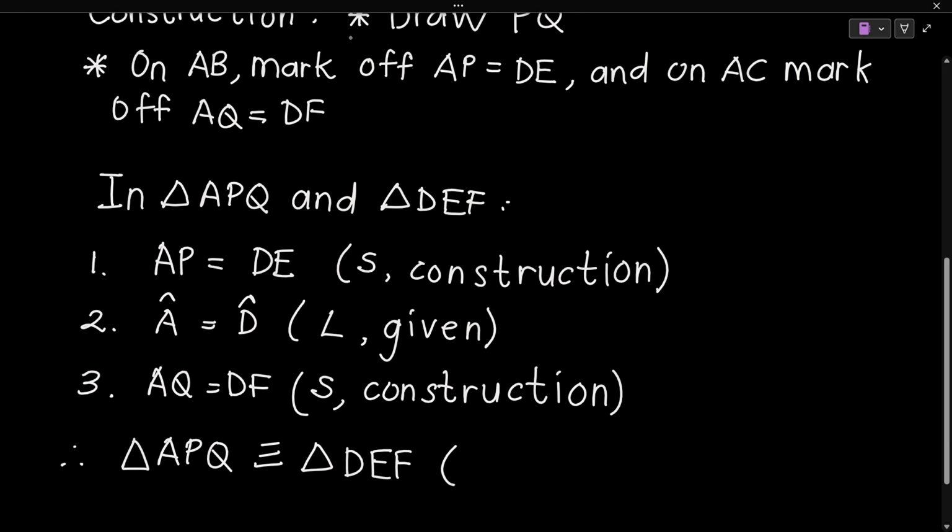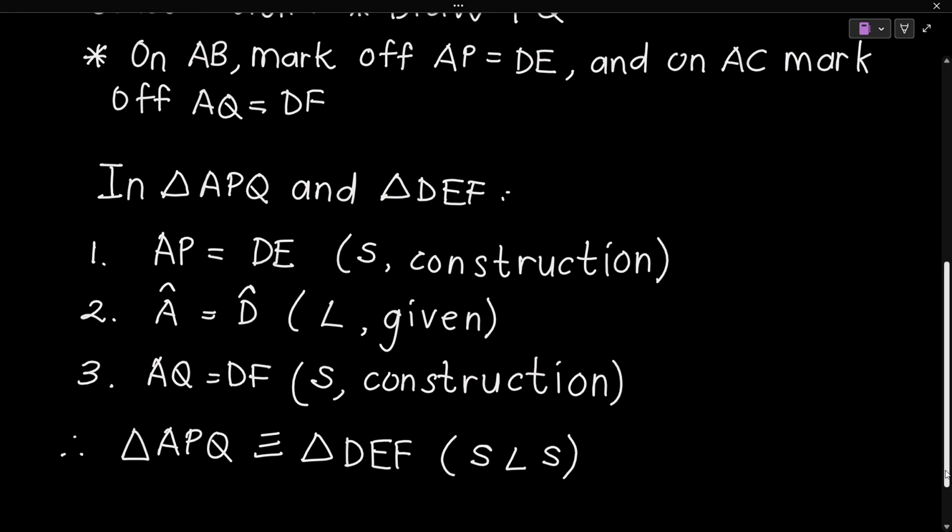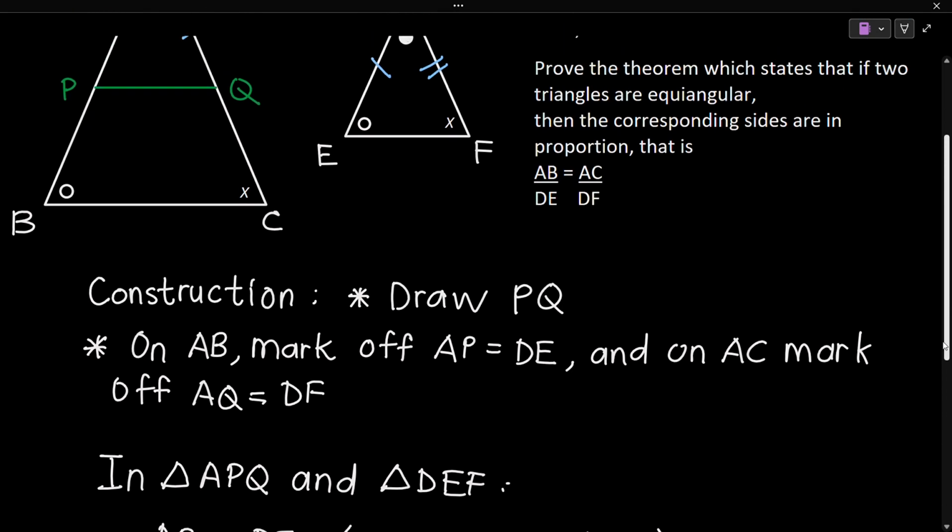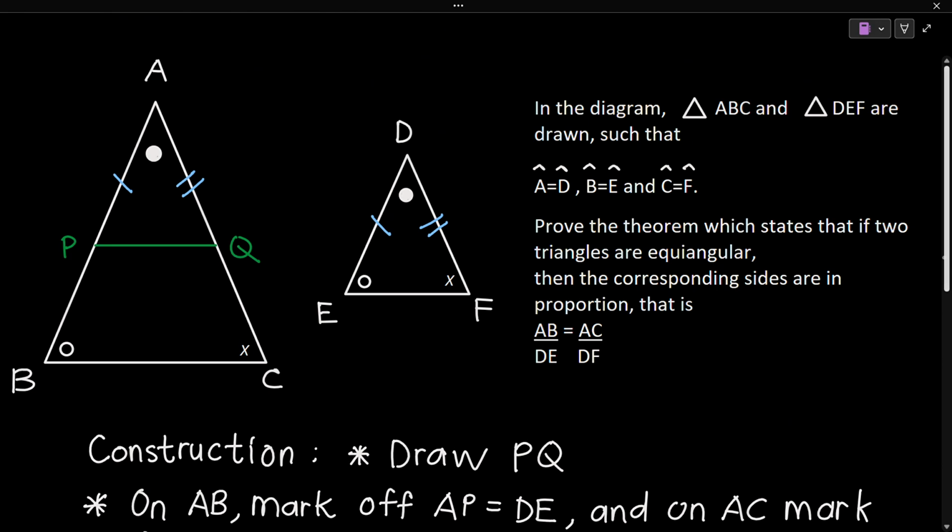And our reason that we've used here is side, angle, side. Now, if you go back to these triangles, since we've proven that these two triangles are congruent, meaning that they are exactly the same, so their corner angles should be the same as well, where we already know that angle A is equal to angle D.